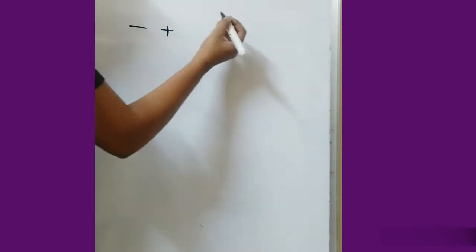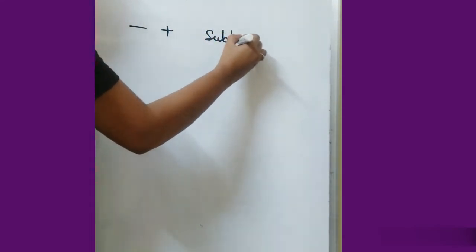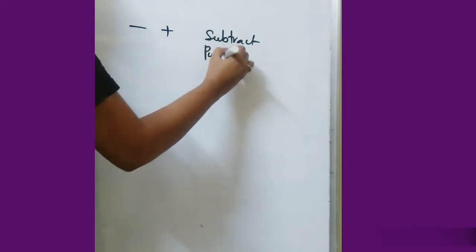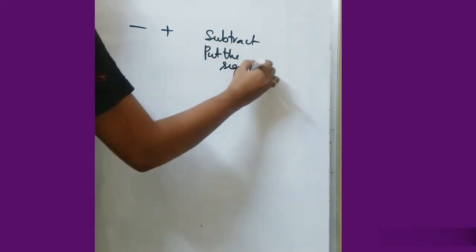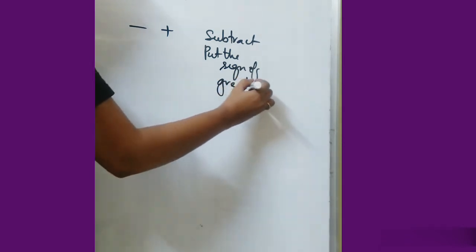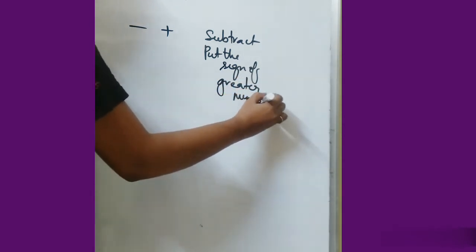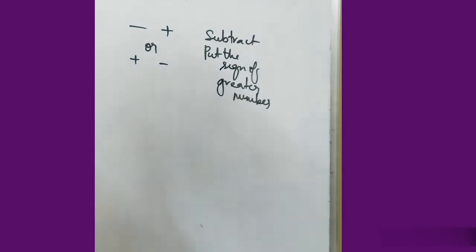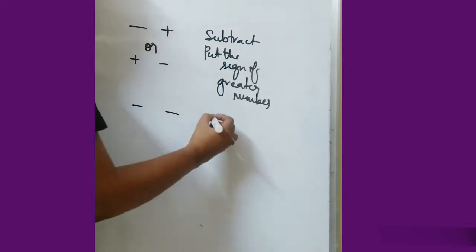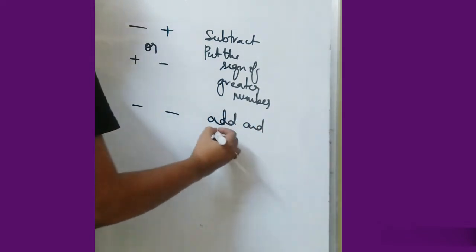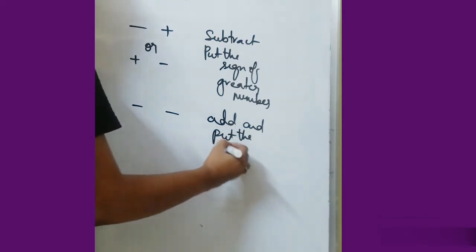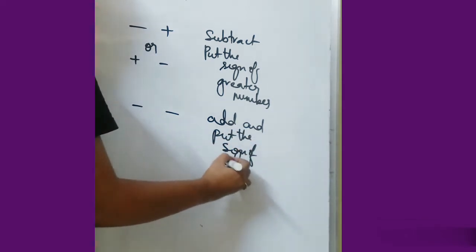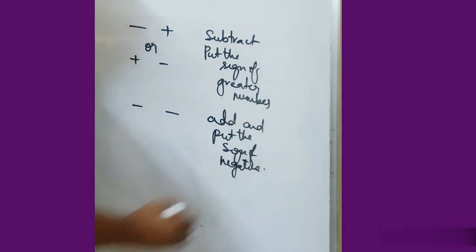If it is minus plus, we subtract and put the sign of the greater number. This happens even for plus minus or minus plus. This is the first rule, student. Second one, when it is minus minus, we add and put the sign of negative. Put the sign of negative, student.